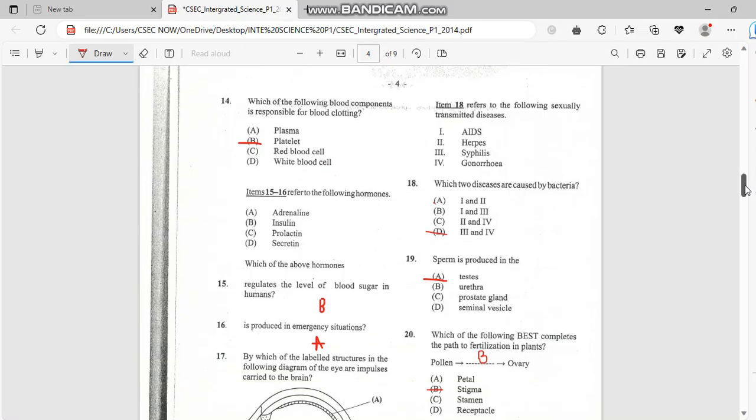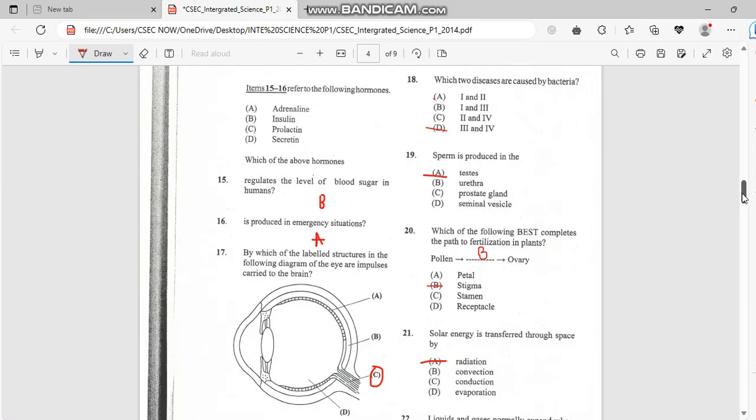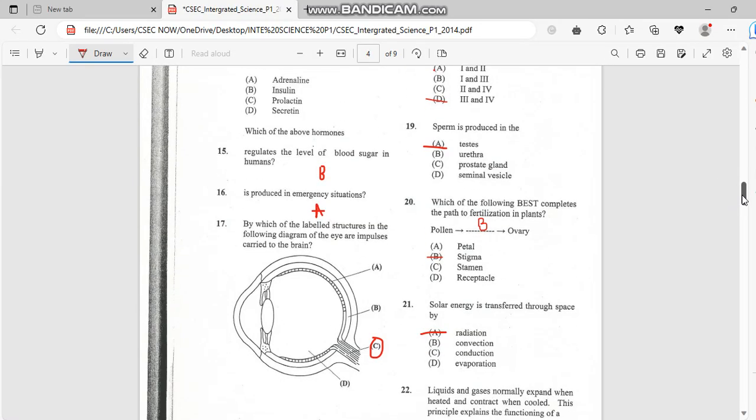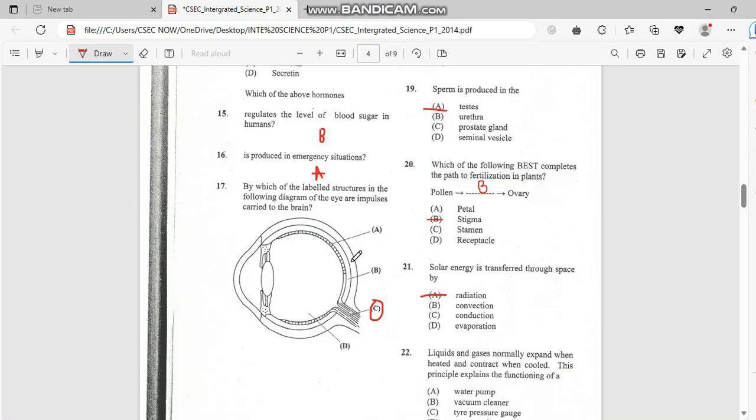Number 15. It refers to the following hormones right there. It says regulates the level of sugar in the blood of the human, so it has to do with the level of blood sugar, which has to do with insulin. Number 16, produced in an emergency situation, has to do with adrenaline. For number 17, by which of the labeled structures in the following diagram of the eye are impulses carried to the brain? Right here, where you have the C, this is the optic nerve. And right here we have the retina. But we're mostly focusing on the optic nerve. So that is what carries the impulses to the brain.